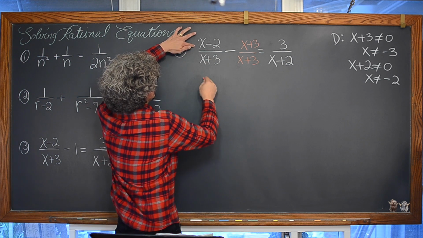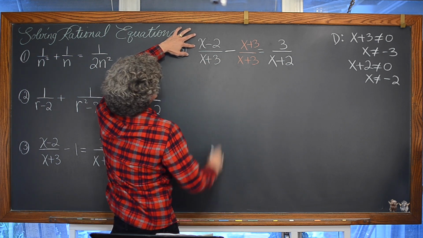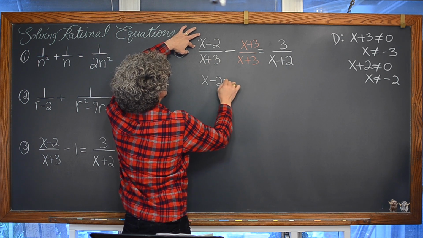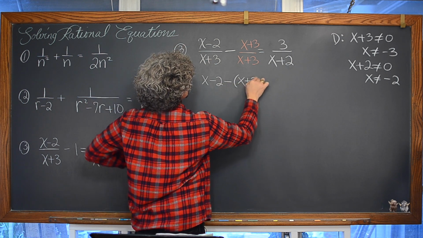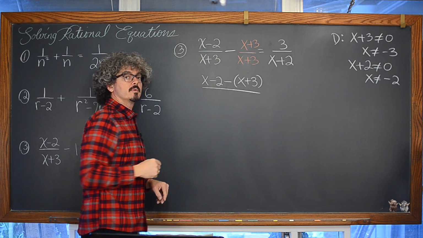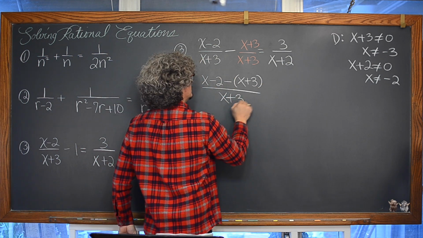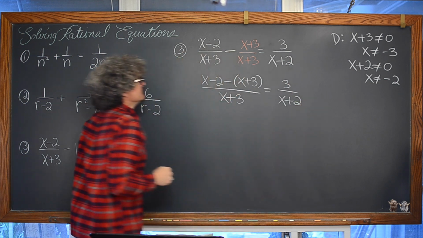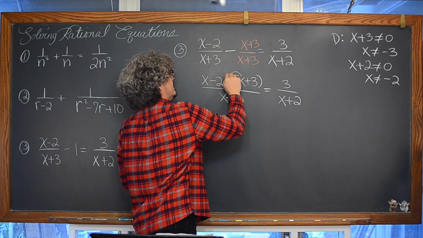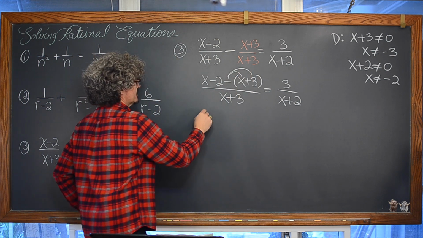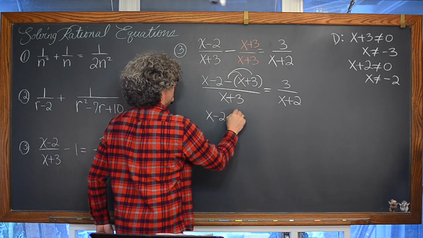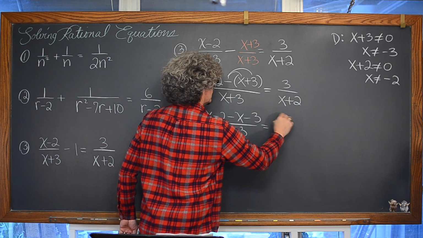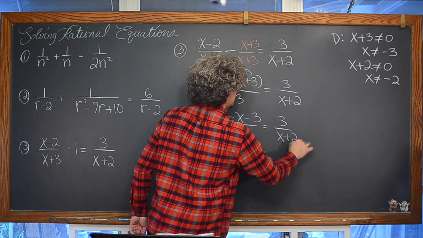And what are we going to have here? We're going to have x minus 2, minus parentheses x plus 3, over our common denominator of x plus 3. That's equal to 3 over (x plus 2). We're going to distribute this negative sign, and that's going to give us x minus 2 minus x minus 3 over (x plus 3) is equal to 3 over (x plus 2).